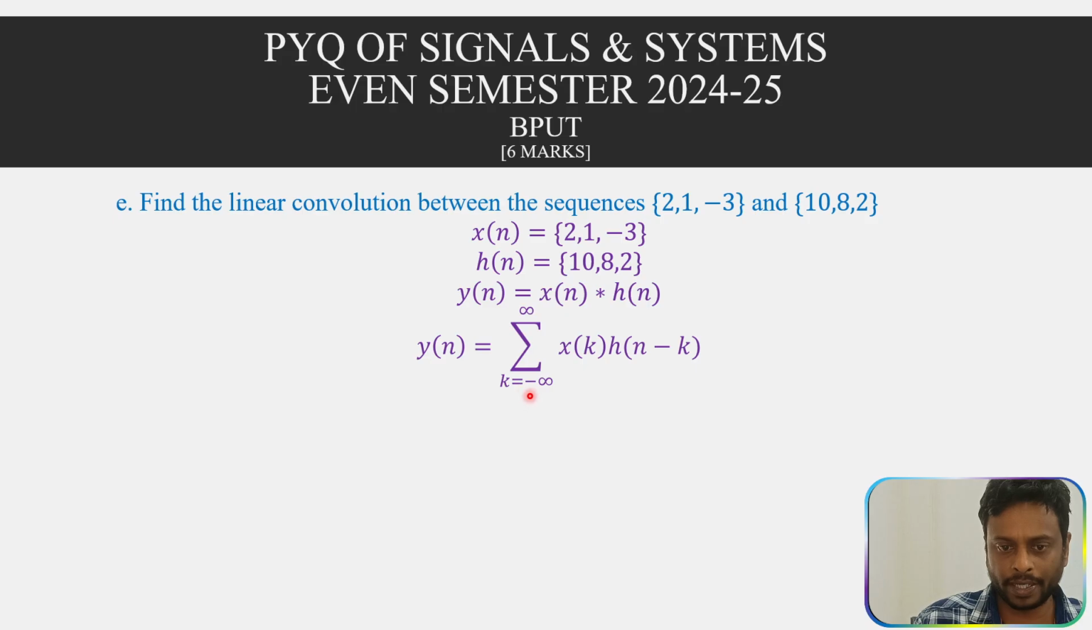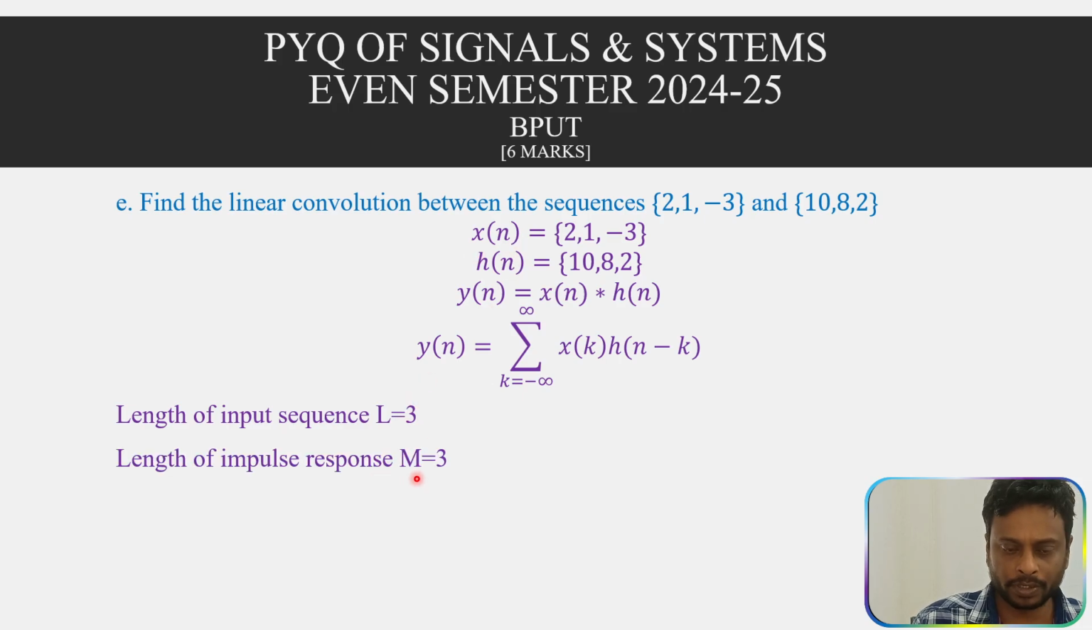So y of n equal to sum over k from minus infinity to plus infinity, x of k h of n minus k. Okay. So now the length of the input sequence is L. This x of n, the length is 3. Similarly, the length of the impulse response is M. In this case, h of n, what is the length? It will be 1, 2 and 3. So length is 3, that is M. So what will be the length of the output sequence? That is N equal to L plus M minus 1. So that will be 5.